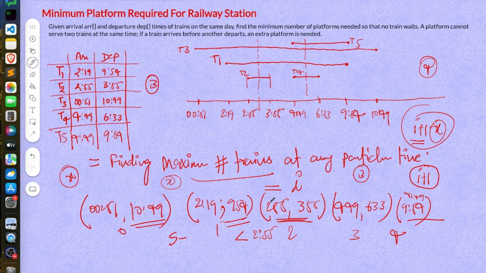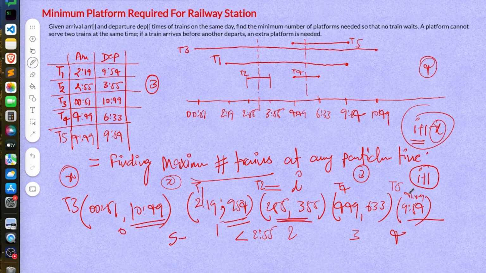10:49 is more, 9:45, 9:54 is more, 3:55. This train was T3, this train was T1, this was T2, this was T4, and the last one was T5.